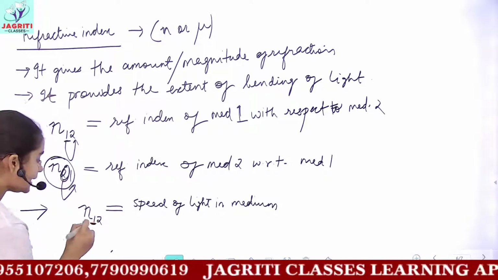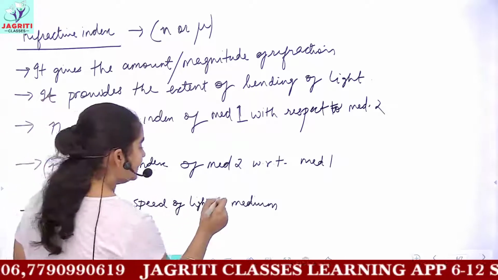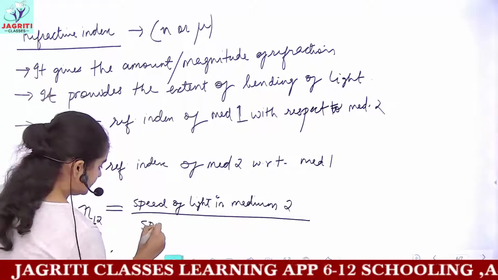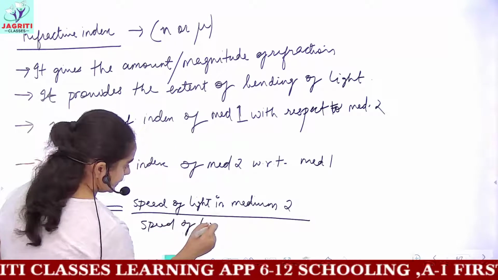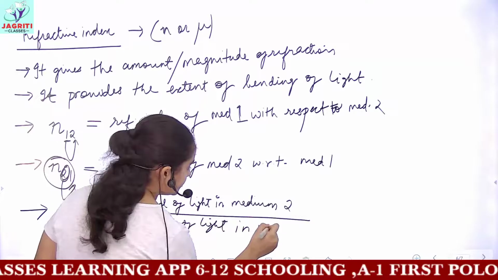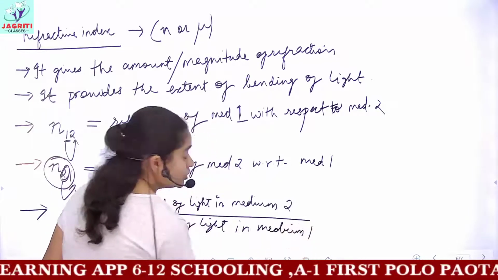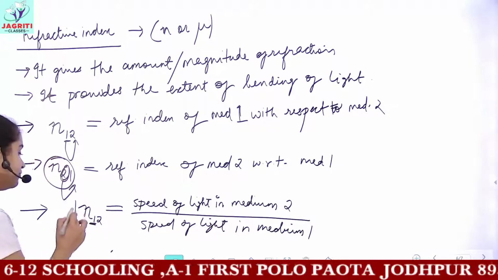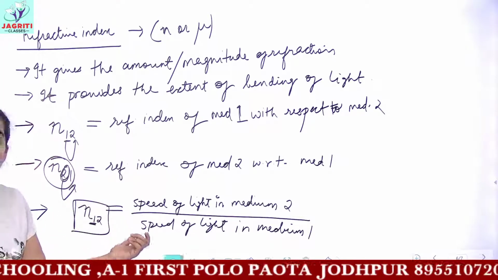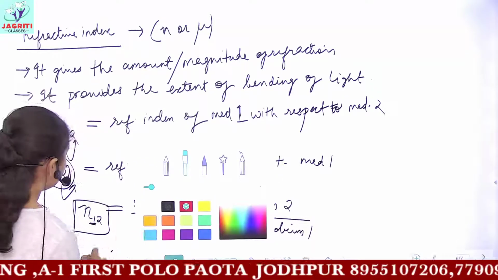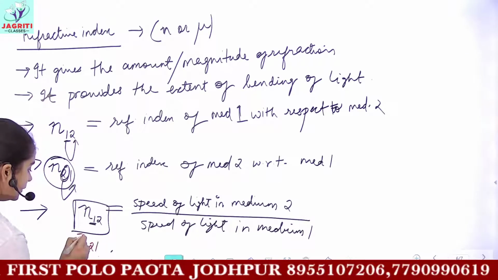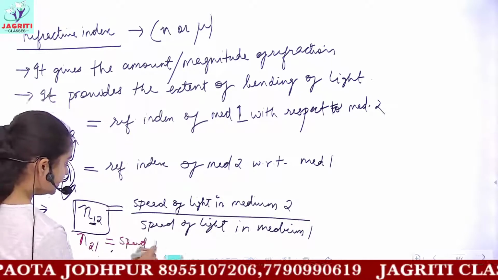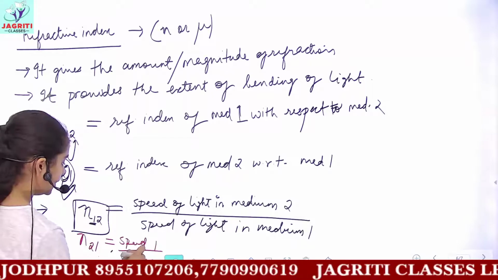So here, if you are having 1 written first, then you will write in the formula the speed of light in medium second divided by the speed of light in medium first. So this would be the formula when you have to calculate the refractive index of the first medium with respect to the second. And if you have to calculate N21, then N21 would be the speed of light in medium 1 divided by the speed of light in medium 2.